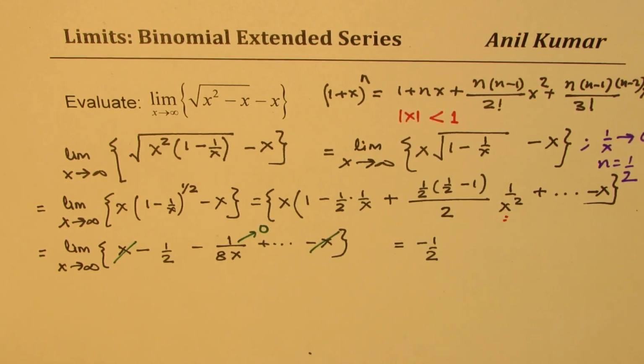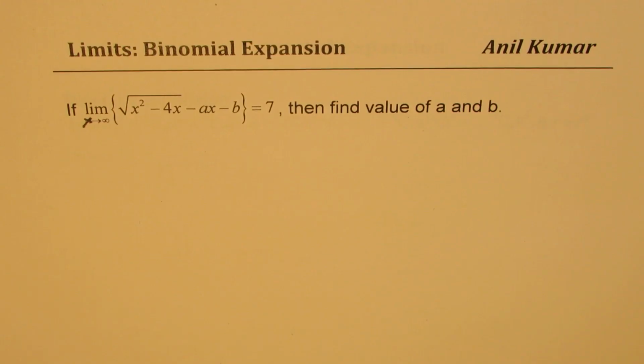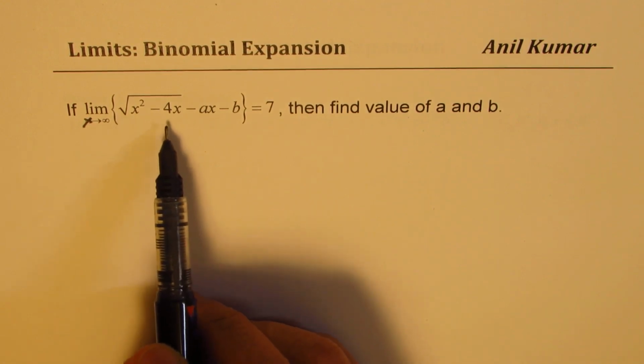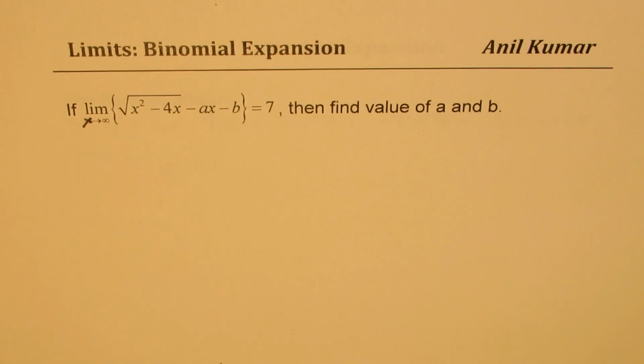In the next example, you will find how powerful this particular application is to solve difficult questions. I've taken up a very difficult question here, which can be solved using some advanced calculus strategies. These types of questions can help you in the entrance exams for good institutes. The question here is also picked from one of such institutes. It is limit x approaches infinity for square root of x squared minus 4x, minus ax minus b, equals 7, then find the value of a and b.